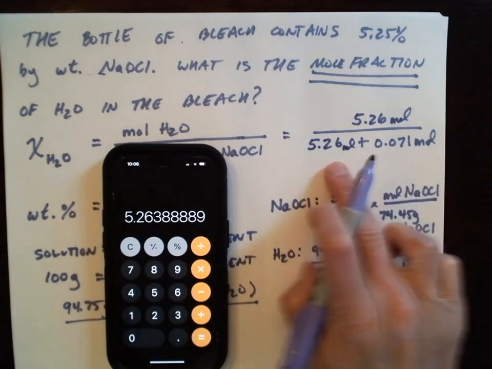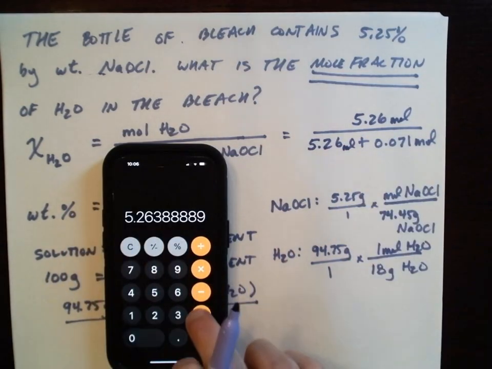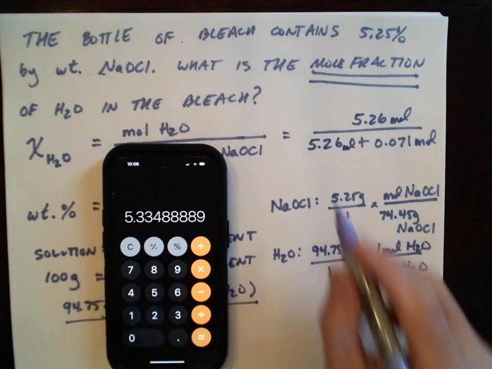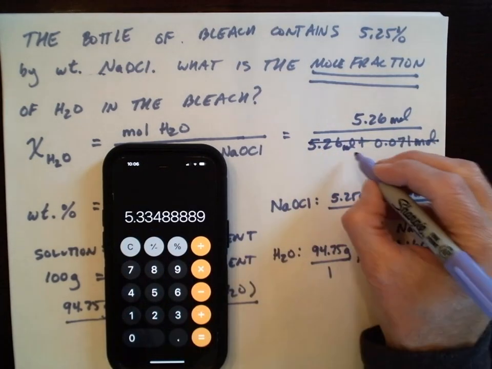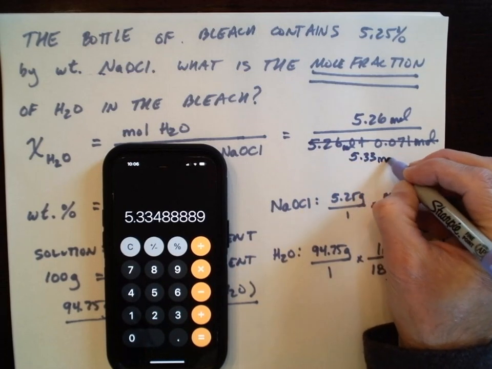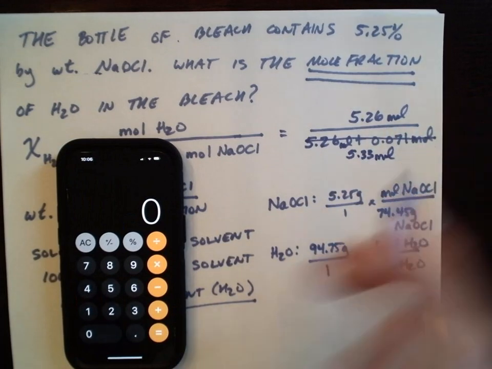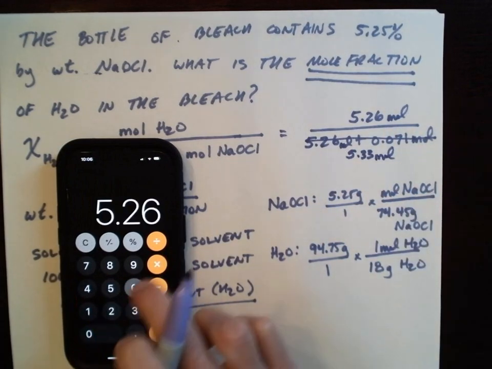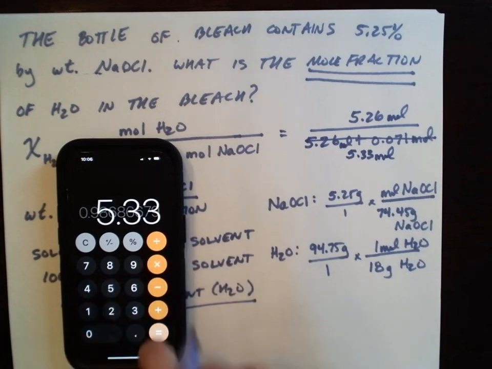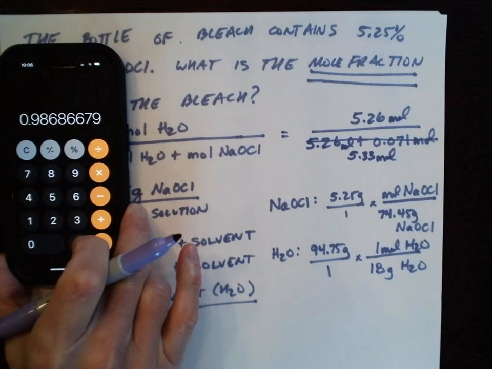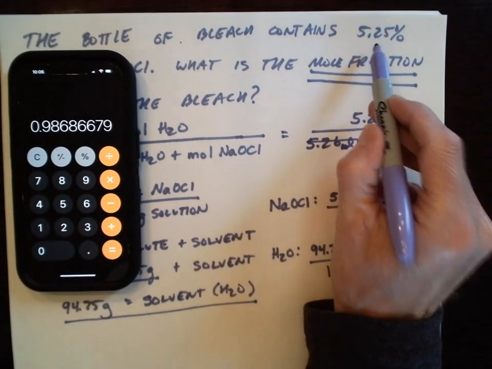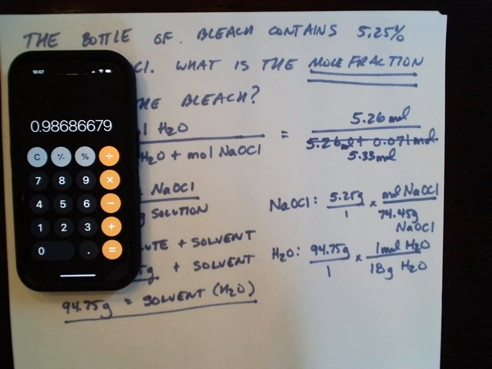The denominator is going to be the sum of these two. So 5.26 plus 0.071. So that denominator total is 5.33 moles. So our mole fraction of water will be 5.26 moles divided by 5.33 moles. And our mole fraction of water, in this case, in the bleach that has 5.25% by mass sodium hypochlorite, looks like it's going to be 0.987. That's our mole fraction of water.